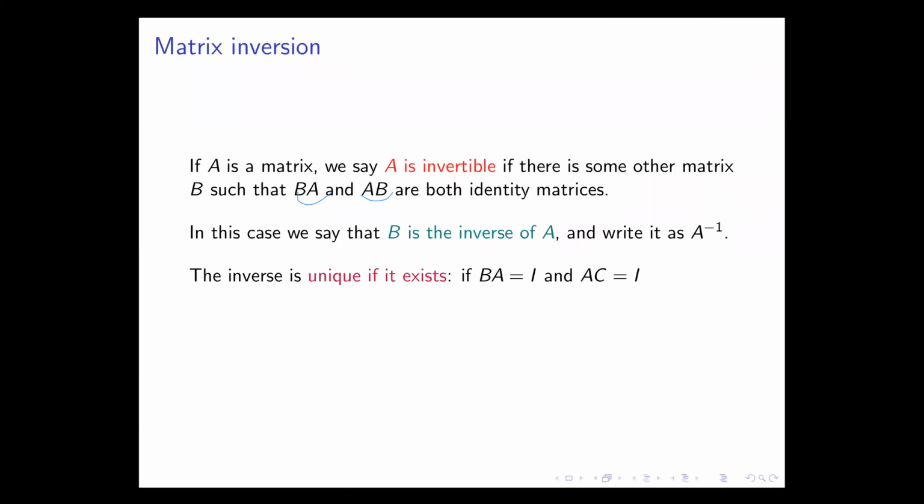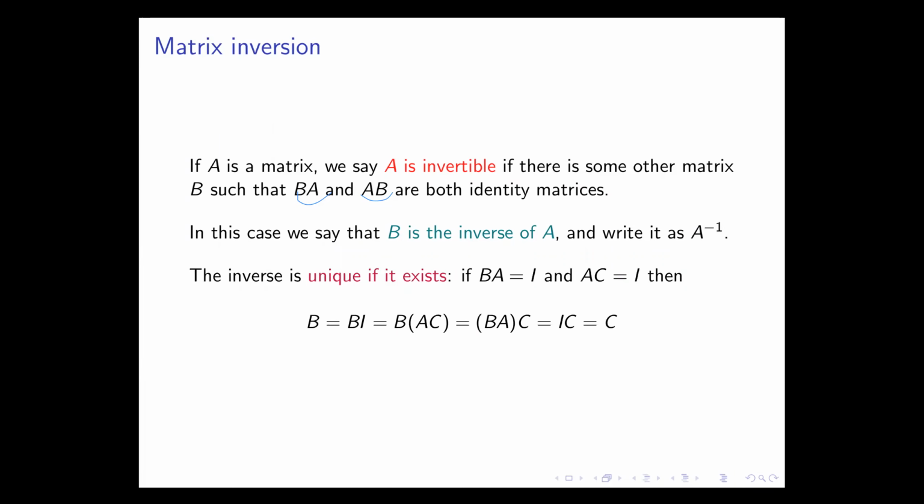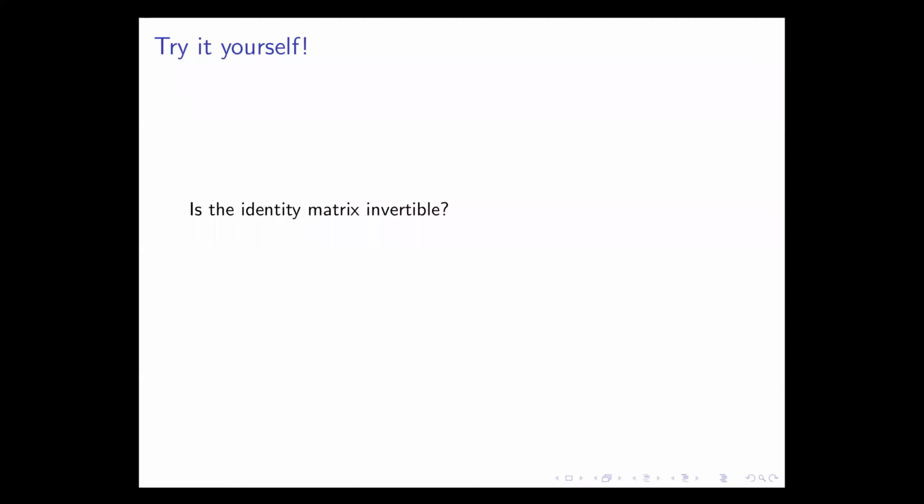Then the inverse is unique if it exists. It's easy to check, right? If B and C are two different inverses, then using standard algebra techniques and associativity, it inevitably follows that B is equal to C. Is the identity matrix invertible? Sure, right? You multiply it by itself and you get it back, which means that the identity matrix is the inverse of itself.